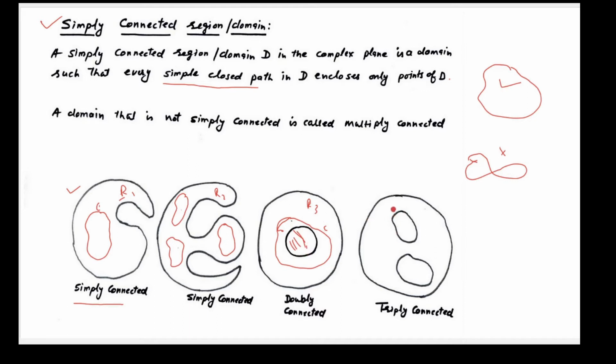Similarly here, if we draw a closed contour like this, the point here and the point here are enclosed by the closed contour C, but these points are not part of the region R3. Hence it is not a simply connected region. A domain that is not simply connected is multiply connected. So it is doubly connected, it is triply connected, but not simply connected.